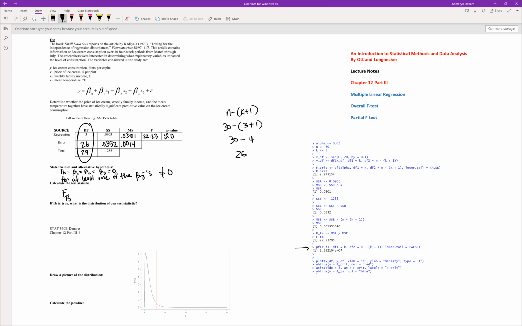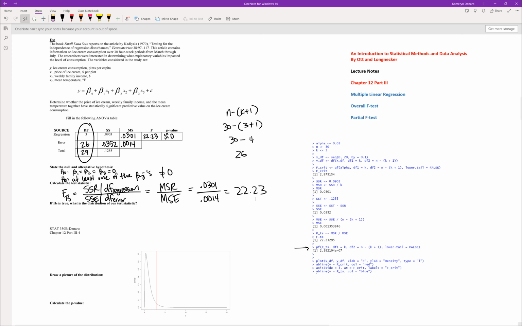Our F test statistic is equal to SSR divided by the degrees of freedom due to regression, divided by SSE divided by the degrees of freedom due to the error. This is equal to the mean squared due to regression divided by the mean squared error. In our case, 0.0301 divided by 0.0014, and we get a value of 22.23.